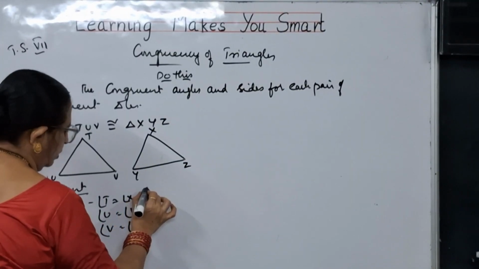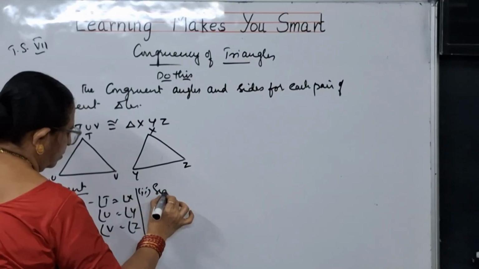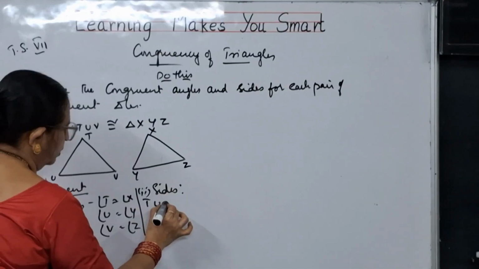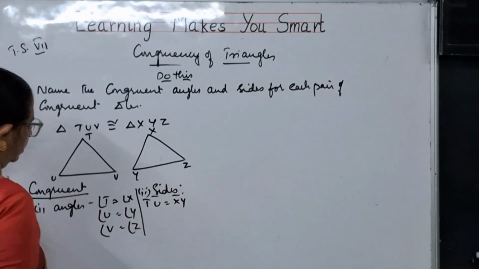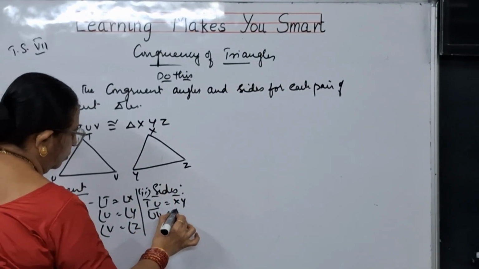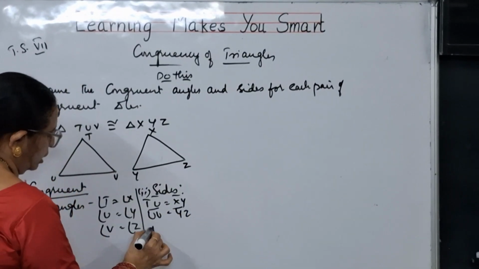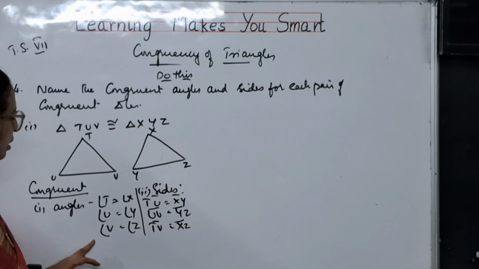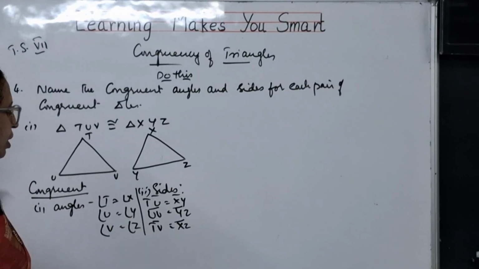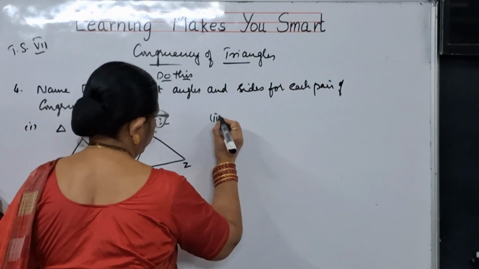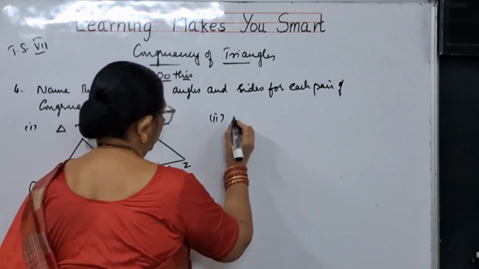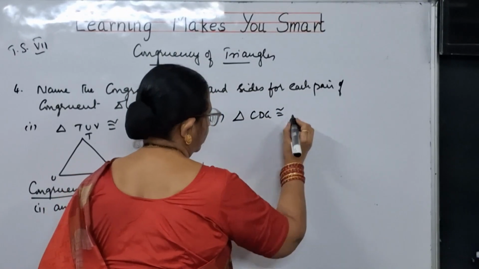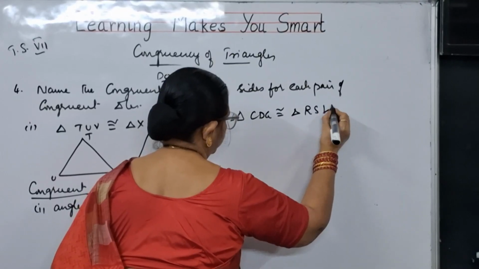And then second one, sides. What are the sides? TU is equal to XY, UV is equal to YZ, TV is equal to XZ. Congruent angles and congruent sides for this triangle, children. And the next one is asking, triangle CDG is congruent to triangle RSW.